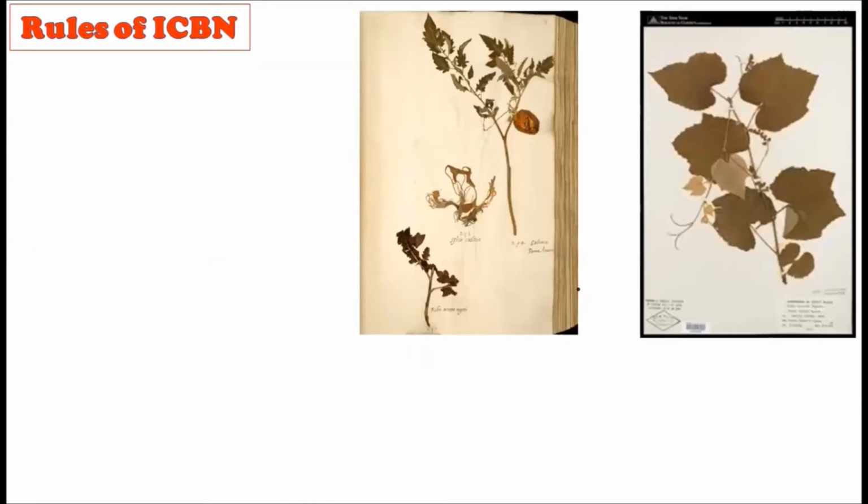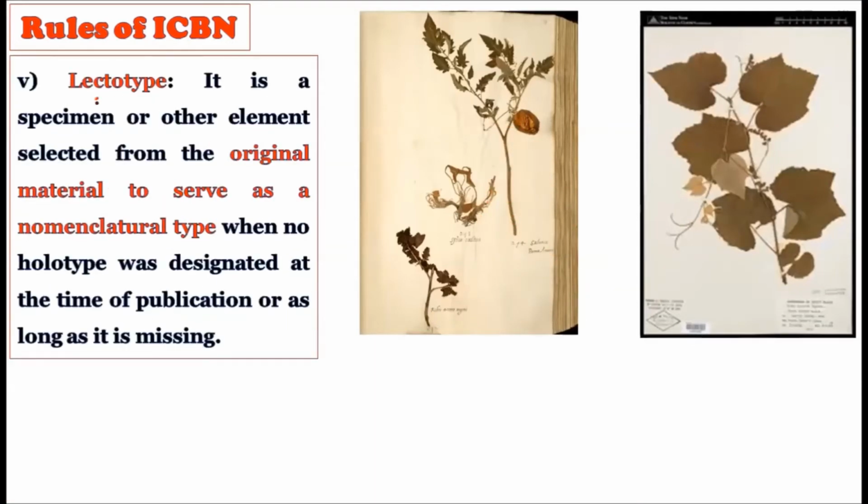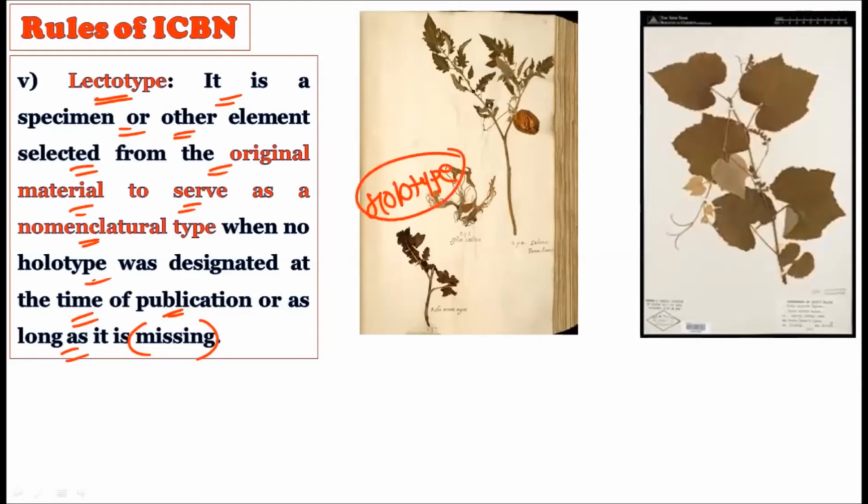See the next one, that is the lectotype. It is the specimen or other element selected from the original material to serve as a nomenclatural type when no holotype is designated at the time of publication or as long as it is missing. So if the holotype is not there and some plant material out of this original material is used to serve as a nomenclatural type, then that plant material is called the lectotype.